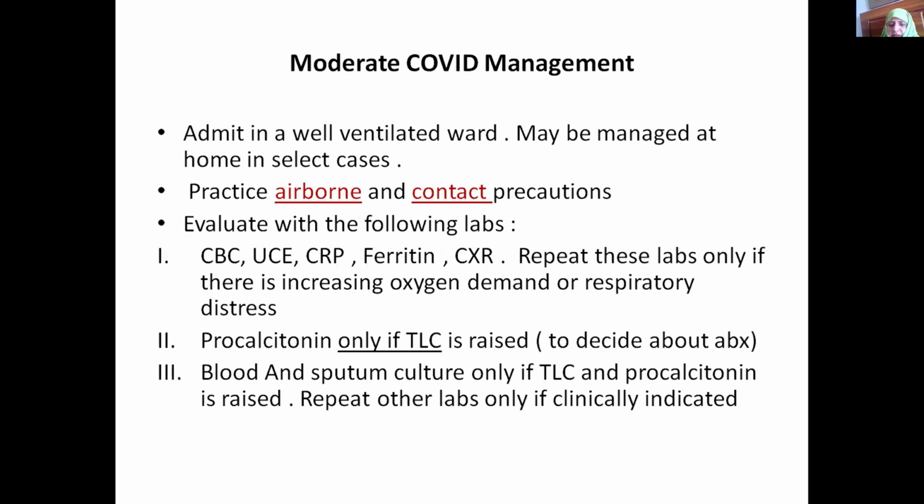In many instances, we have doctors who have their relatives, and they can be treating their patients at home in those cases. Strict airborne and contact precautions need to be practiced, as we all know that now it's turning out that this disease is airborne. So you need to wear masks and practice contact precautions, meaning gloves and gown, when you care for these patients, and they should be admitted in a well-ventilated area. You need to follow the markers to detect CRS, have a chest X-ray done, CBC, UC, CRP, ferritin, and repeat these labs only if there is an increasing oxygen demand.